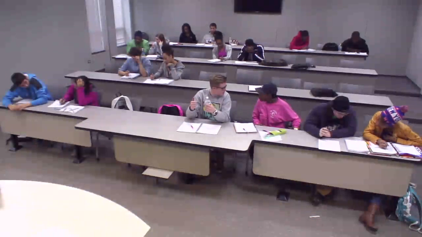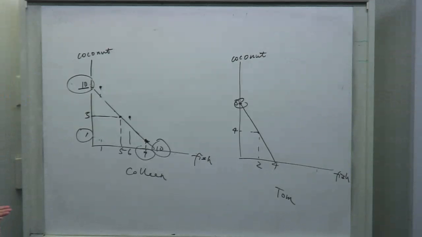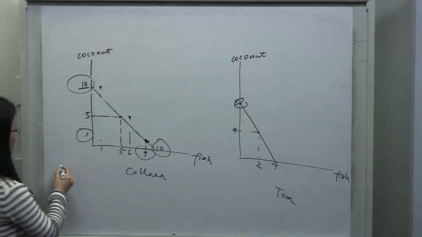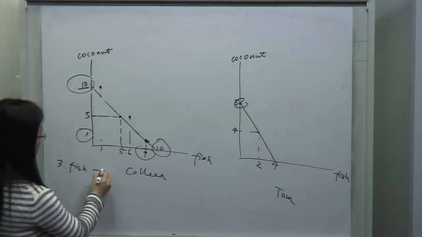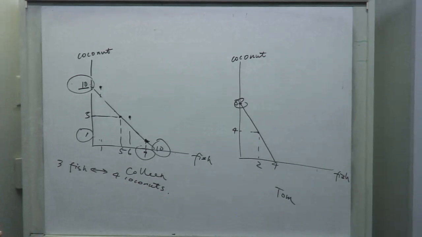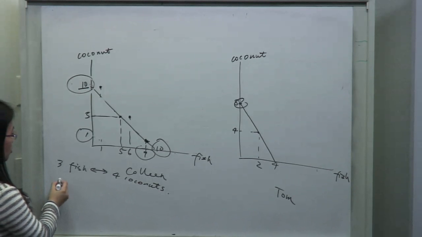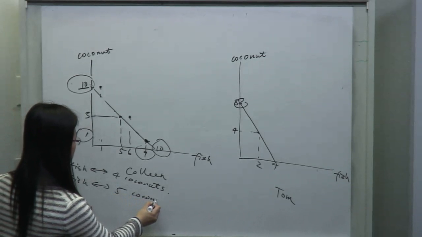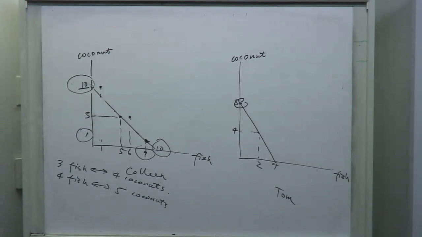Okay, alright, let me collect some answers. Any group come out with 2 fish for 3 coconuts? No? 3 fish for 4 coconuts, right? Okay, so you got 3 fish for 4 coconuts. And what other ways? 4 fish for 5 coconuts.